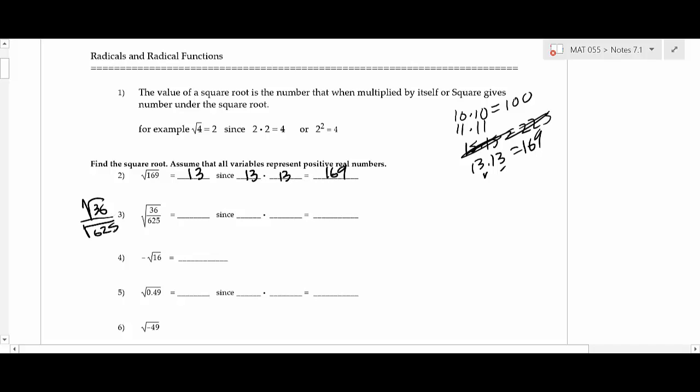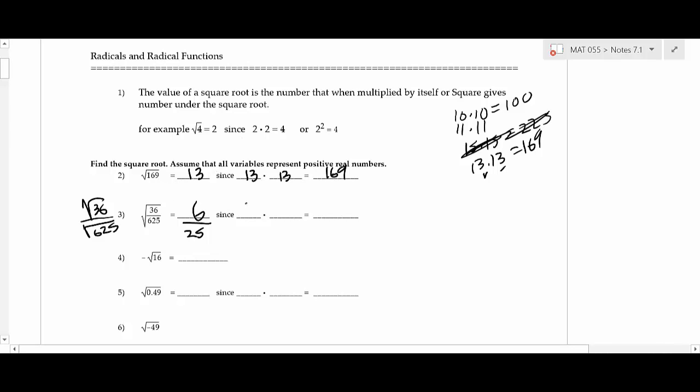Do what you can in your head. What's the square root of 36? 6. How come? 6 times 6 is 36. 625. What would be the last digit? 5, because 5 times 5 is 25. You could use your calculator on it. You would get 25. Okay, like that. 25 times 25 is 625. So if you can't do that in your head, use your calculator.